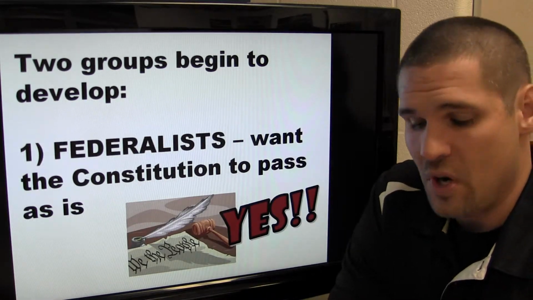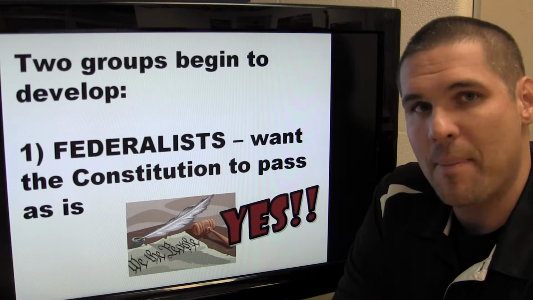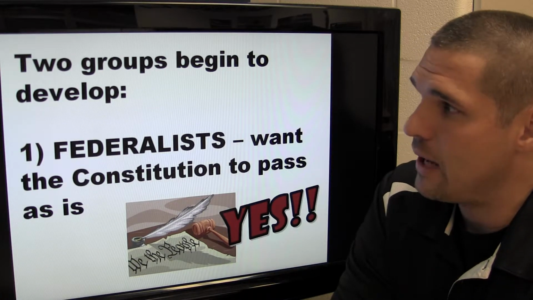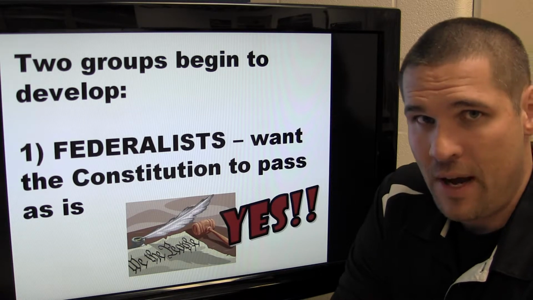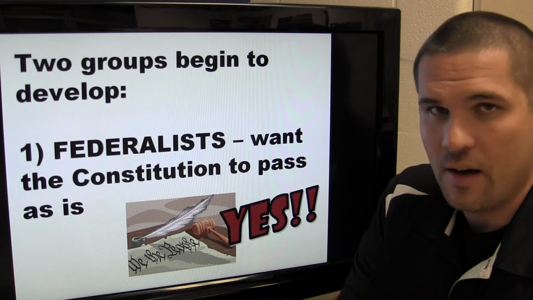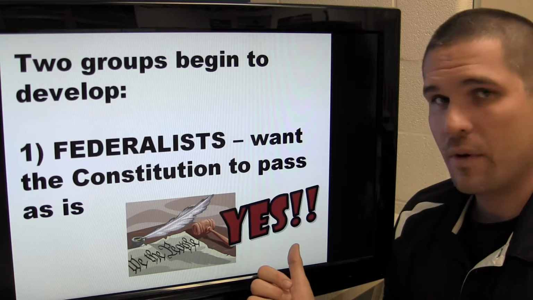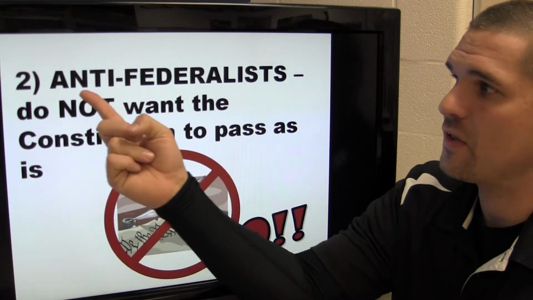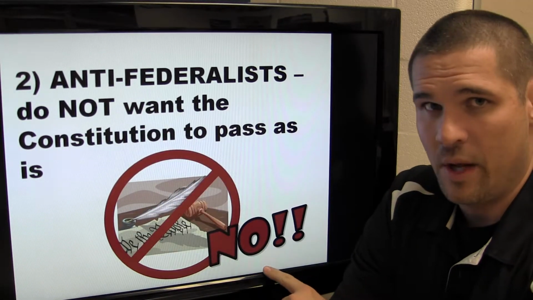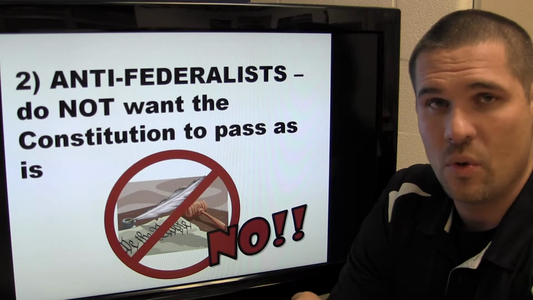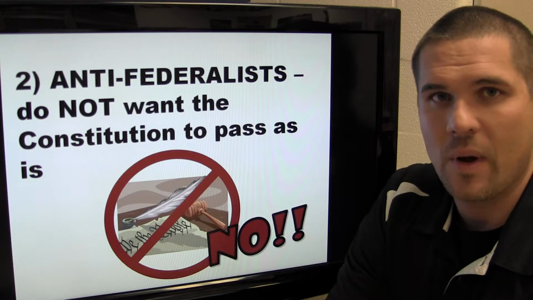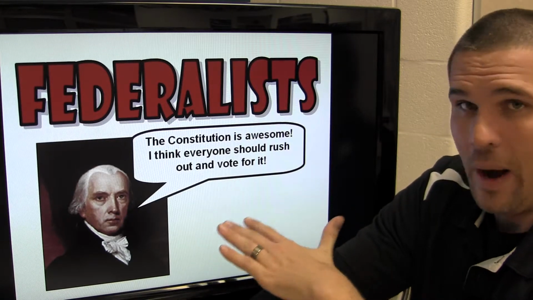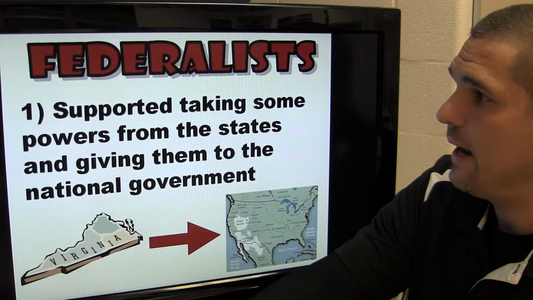So right away, two groups are going to go out and propagandize, campaign for and against the Constitution during the ratification process. One group was the Federalists, who agreed with this idea of federalism in the Constitution, so they were for, or yes, for the Constitution. The Anti-Federalists, just as the prefix would suggest, did not want the Constitution. They were afraid that it would lead to a strong central government, one that would take away rights of the people. So the Federalists are like, yes, everyone, go out and vote for it. This is the best plan available.